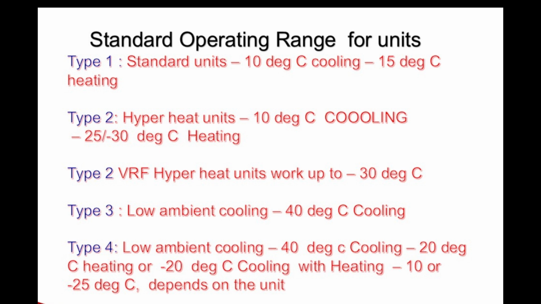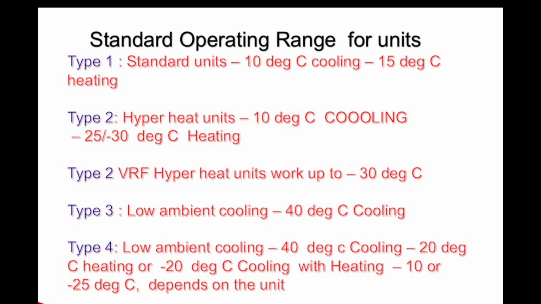The operating range for cooling is around 14 degrees Fahrenheit, minus 10 degrees Celsius, while heating may not go very low, possibly around minus 15 degrees Celsius to minus 20 degrees Celsius. A hyperheat unit is not necessary in this case, as these units do not offer higher partial capacity in heating mode.